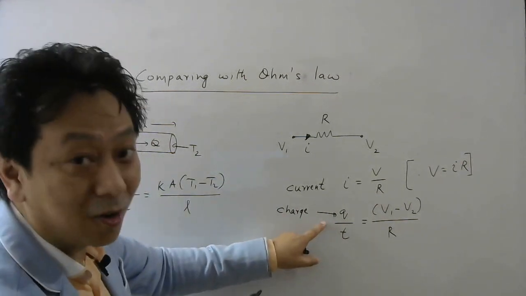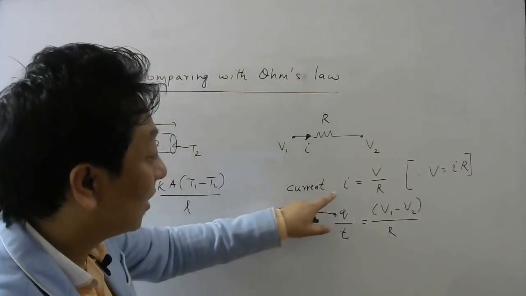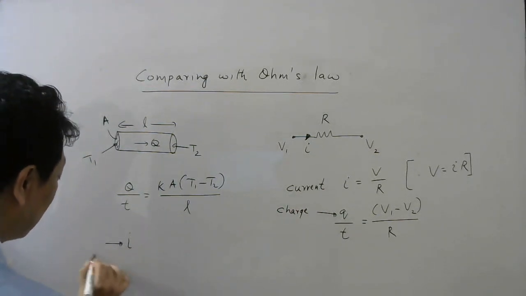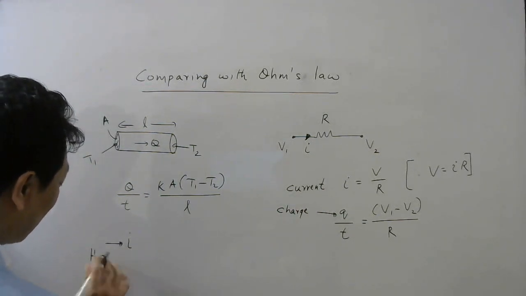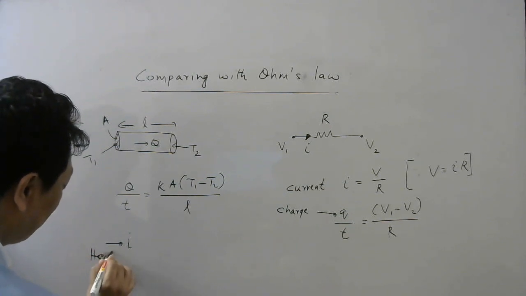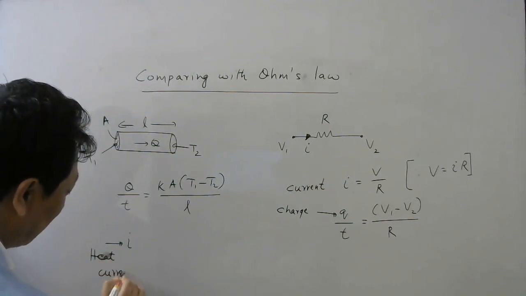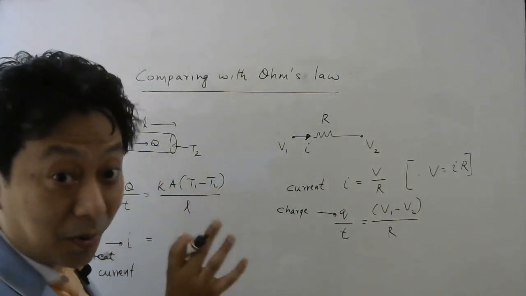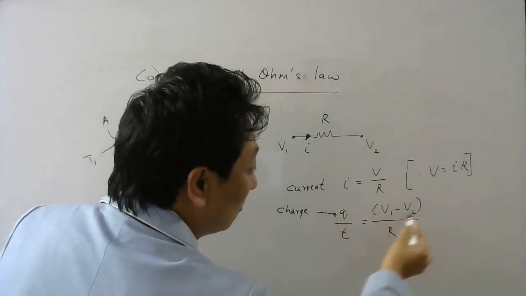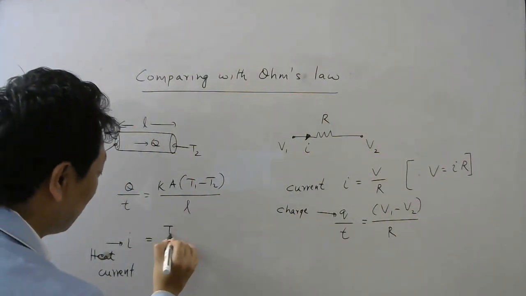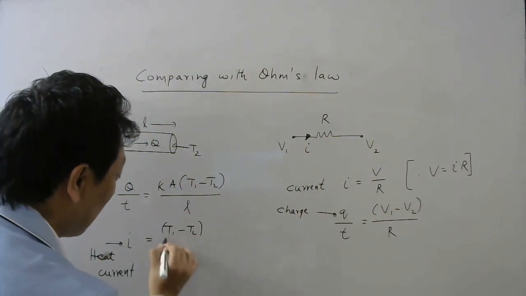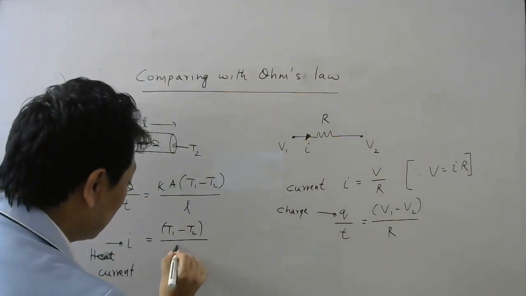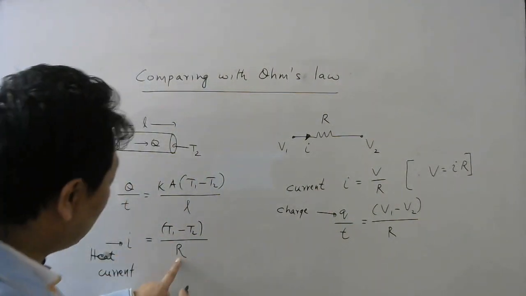So just like we call rate of flow of charge current, let us call this also current, but we will call this as heat current. Similarly, this T1 minus T2 is your temperature difference, which is your V1 minus V2. And just like we have a resistance R here, here also we will put resistance R. Then what should be this R?